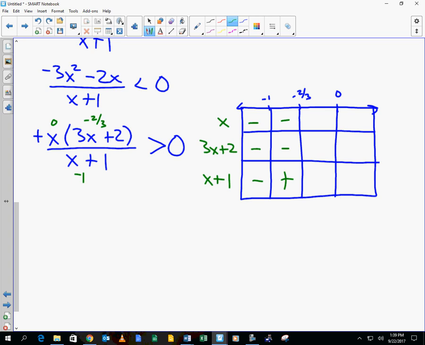Give me a decimal between negative 2/3 and 0. Sure, negative 0.5, or I like negative 0.1. That'll be the one I like. 3 times negative 0.1 is negative 0.3. Plus 2 is positive. And negative 0.1 plus 1 is positive. And finally, we plug in a positive number like 1. Positive, positive, positive.